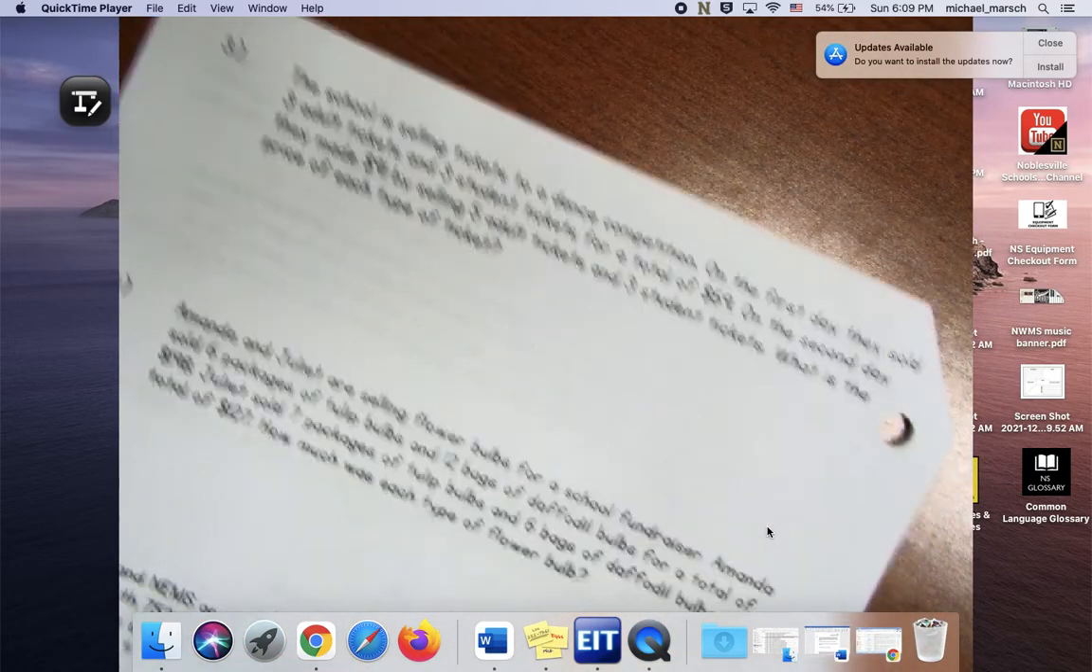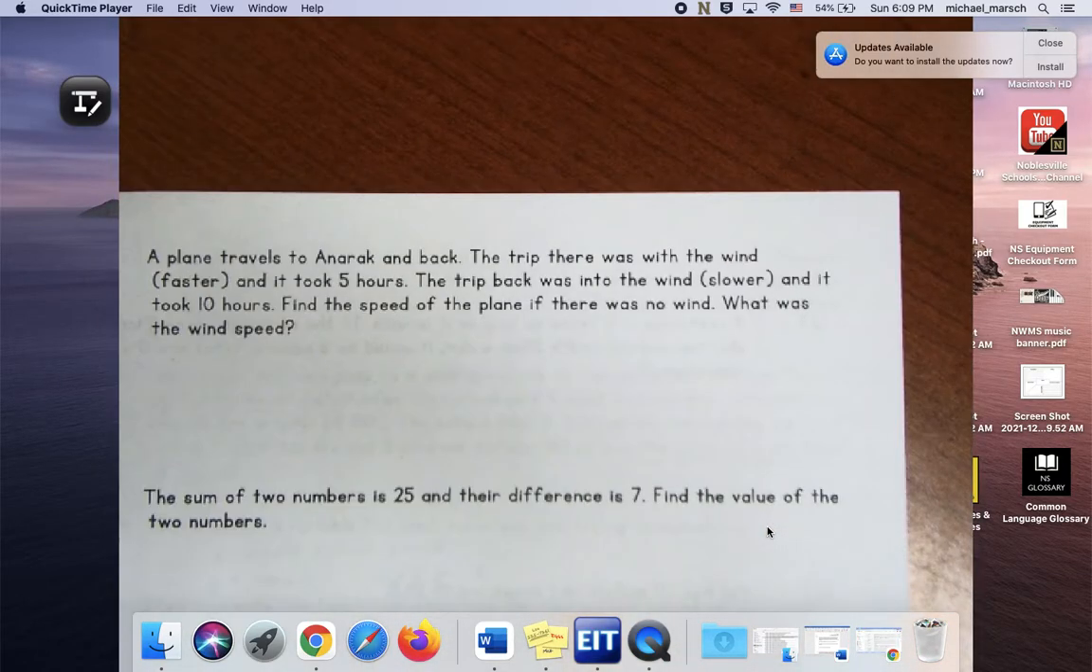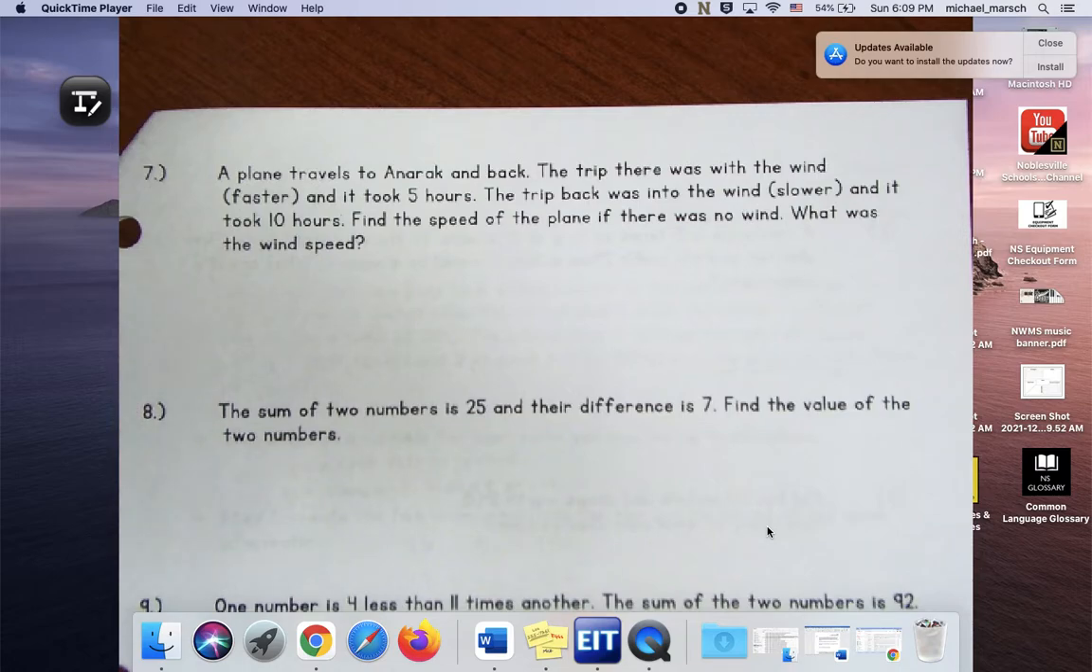There is one more like this. Let's do number 7 together as well, just for good measure. Okay. A plane travels to Anorak and back. So it's going there and back. The trip there with the wind, meaning faster, took 5 hours. The trip back was into the wind, meaning slower, and it took 10 hours. Find the speed of the plane if there was no wind. What was the wind speed?